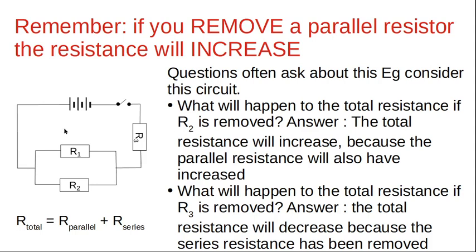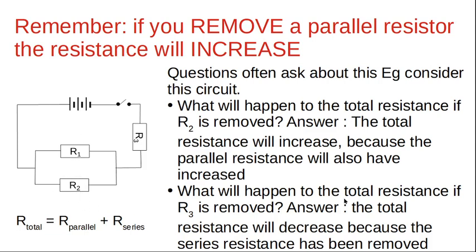And the parallel resistance is always smaller than the resistance of the individual resistors. So now you've taken out a resistor, the resistance actually increases when you remove a parallel resistor, so the total resistance of this circuit will increase. So they say things like, what will happen to the total resistance if R2 is removed? So the total resistance is going to increase even though you've taken out a resistor, because the parallel resistance increases when you remove a resistor.